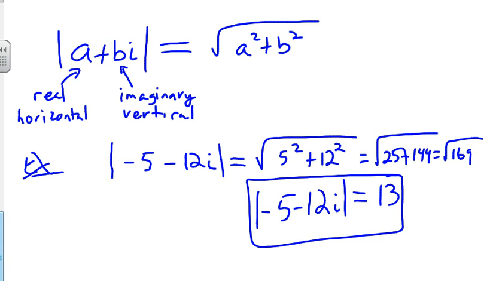Again, could you plot it out each time, just a sketch, and then draw your right triangle to do the Pythagorean theorem? Yeah, but this little formula right here can also be used, okay? All right, now let's shift gears.